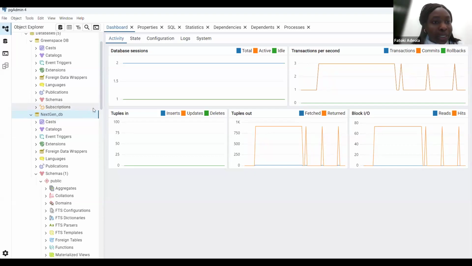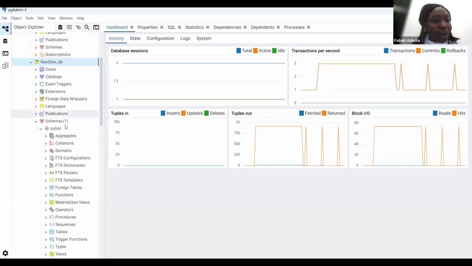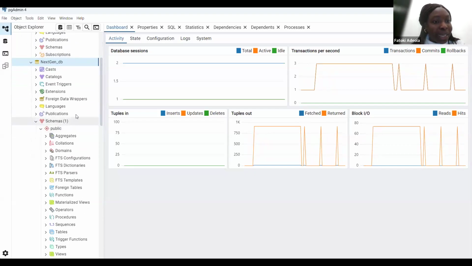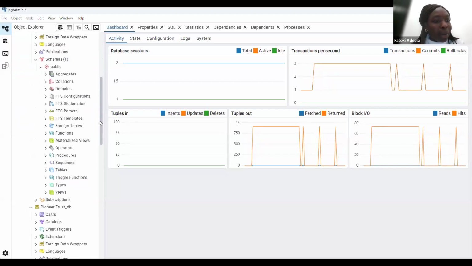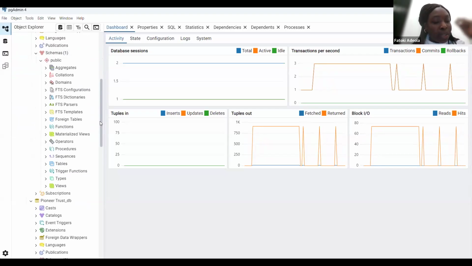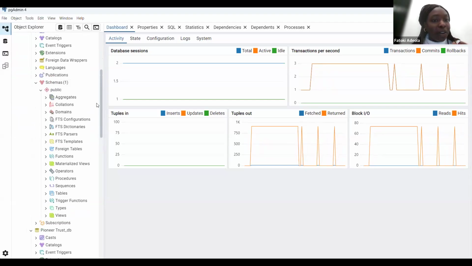So this is your Postgres, the Next Gen database. And in it, we have the schema. Here is the schema. We have the tables, so that's the output we'll be seeing. We have the indexes. So that's what makes your queries run faster.